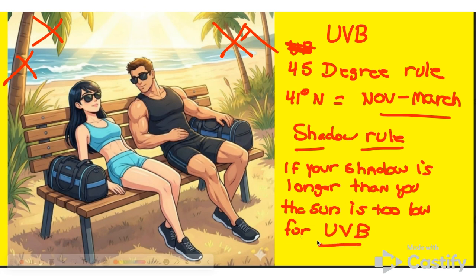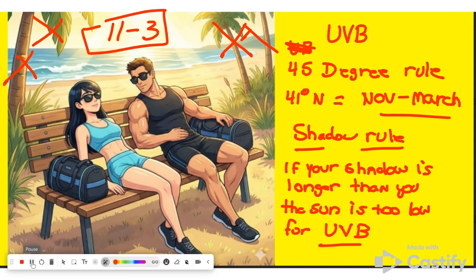So generally in New York, and of course the latitudes around New York, Washington, Philadelphia, around that time, 11 to 3. That's the general rule. 11 to 3 in the summer. 11 to 3 between April and October. Then again, between November and March, we have UVB winter, which we don't get any.